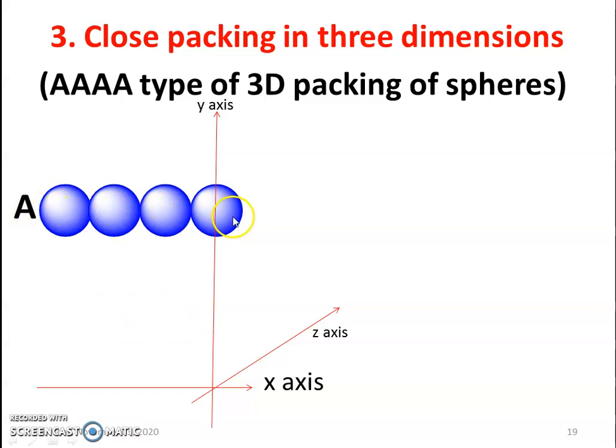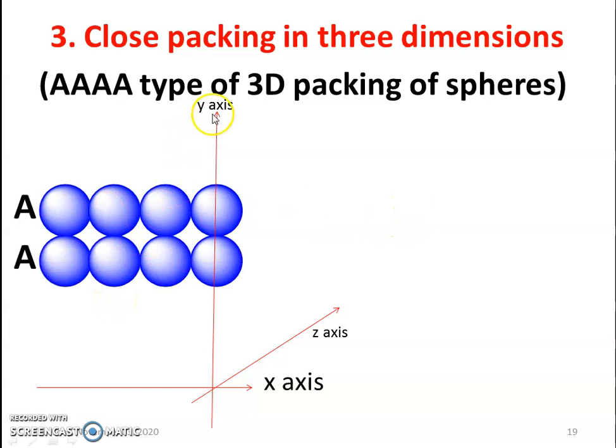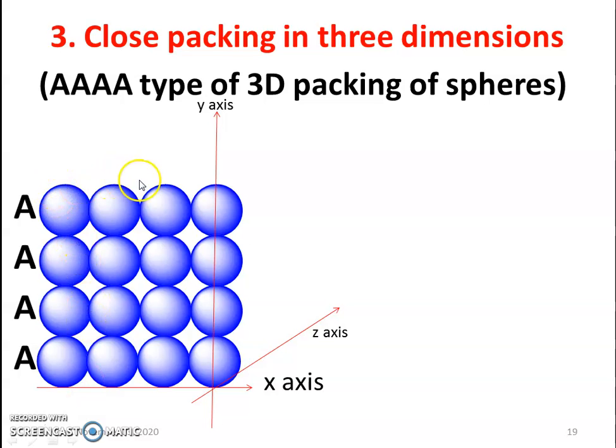Suppose these are the spheres arranged along the x-axis. So this is the direction of the x-axis. Now consider the arrangement along the y-axis. The same type of layer A is now oriented along the xy plane. So A and A. This is the xy plane, and the same type of arrangement is done along it. In this plane, spheres are arranged in 2 dimensions, that is x and y.